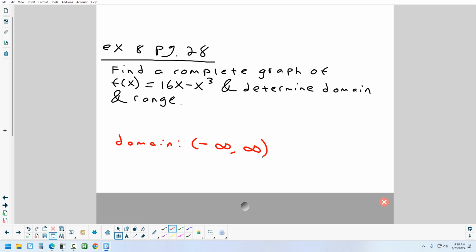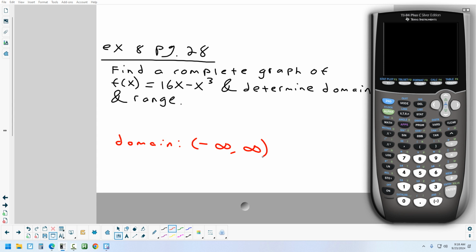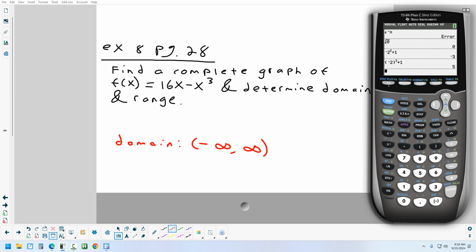Okay, range. What do we usually use to help us find the range? Yeah, we're going to use a graph. So let's type it in. Go to y equals. Type in 16x minus x, and then to do the exponent of 3, you're going to press the button right below clear, and then press the 3. And that'll give you x cubed. Let's do zoom 6. And remember, we're looking for how high and low the graph goes.